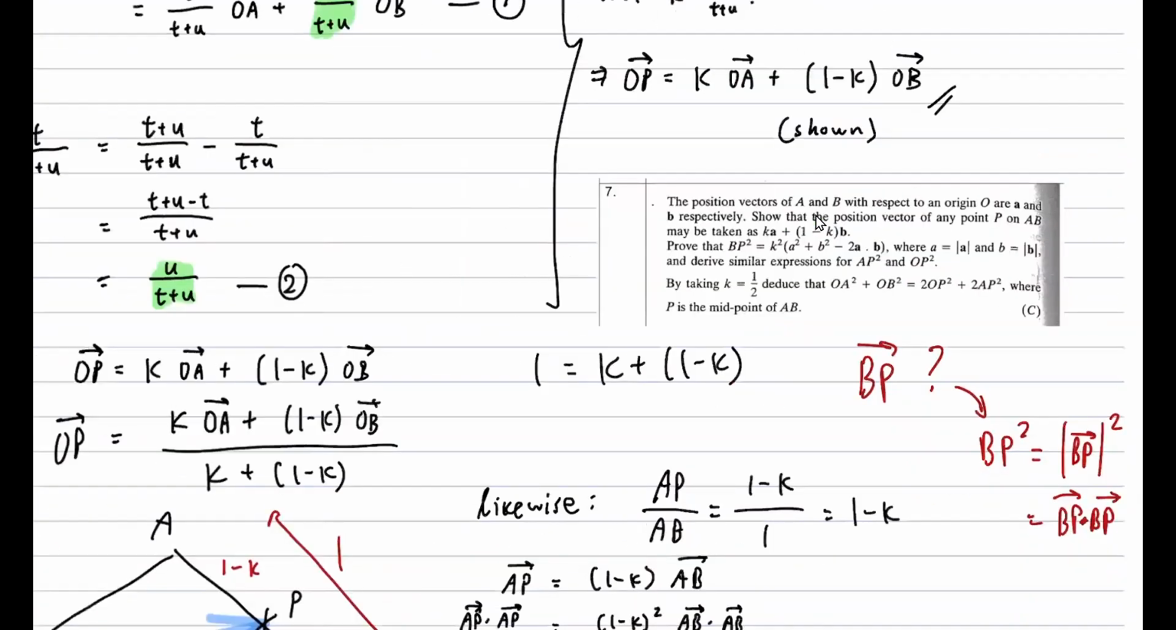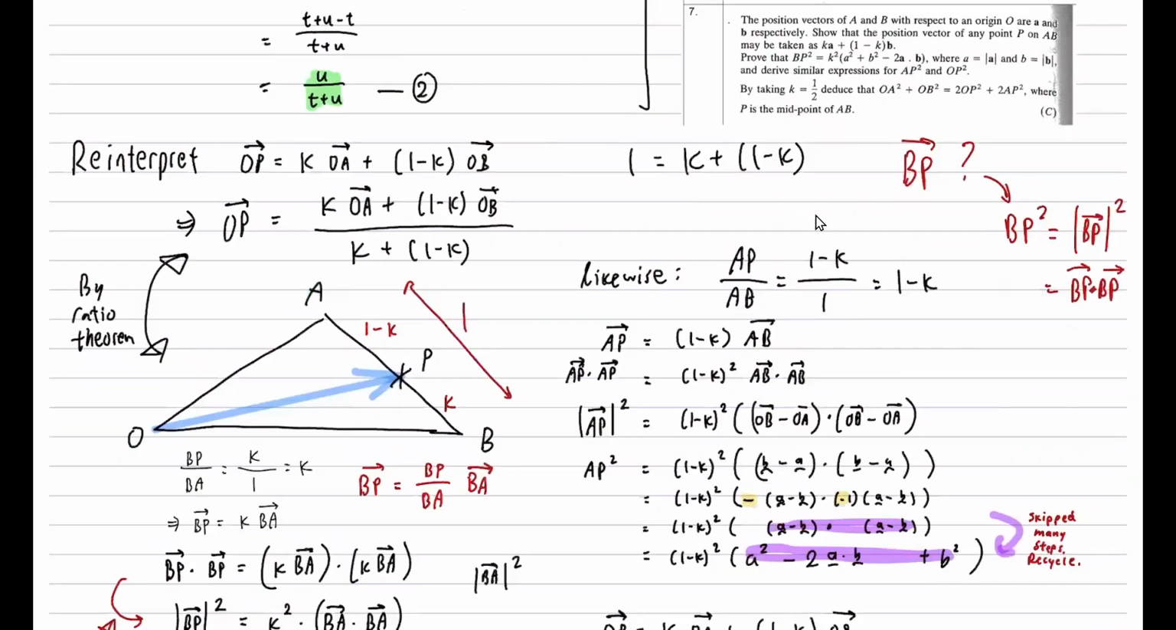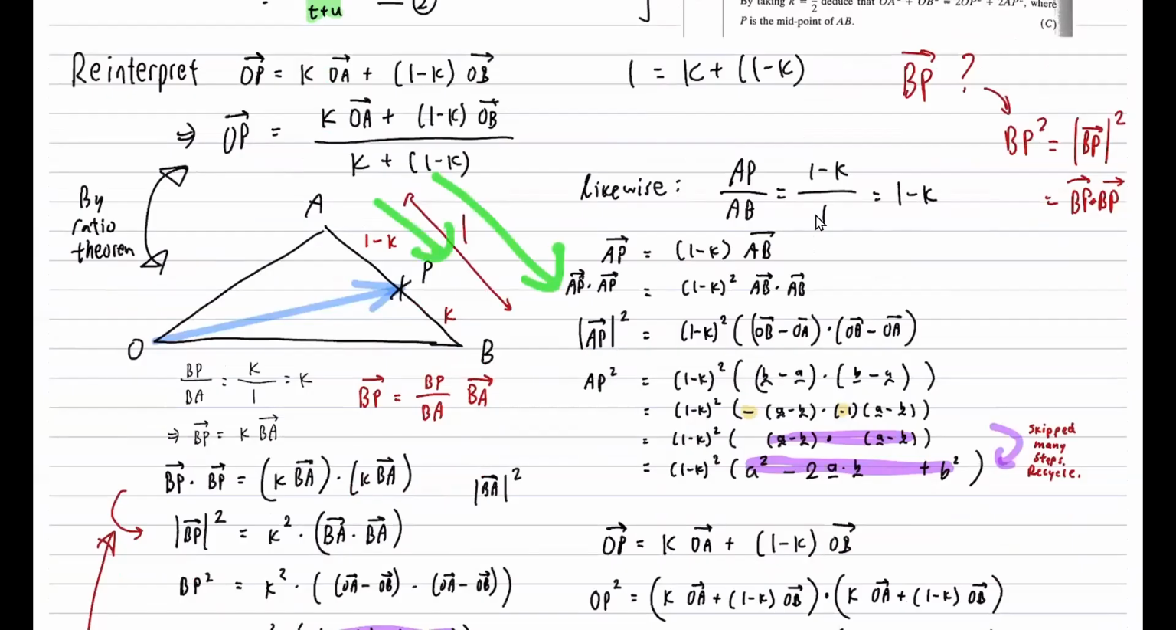How? Let's see. Same thing here. AP is just a fraction of AB. So AP over AB is actually just 1 minus k over 1, so it's 1 minus k. Then what does that mean? It means that vector AP is just 1 minus k over 1 times vector AB. Then we do the same trick. Take the dot product. It's really just the modulus squared, which is just the length squared, on the left-hand side.